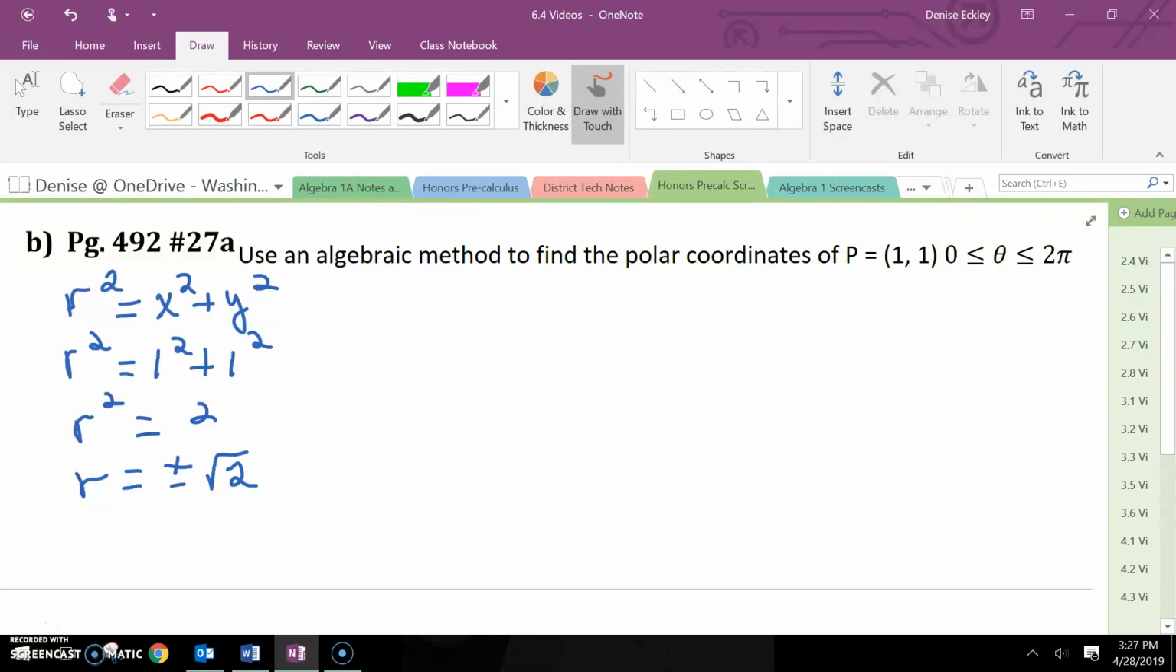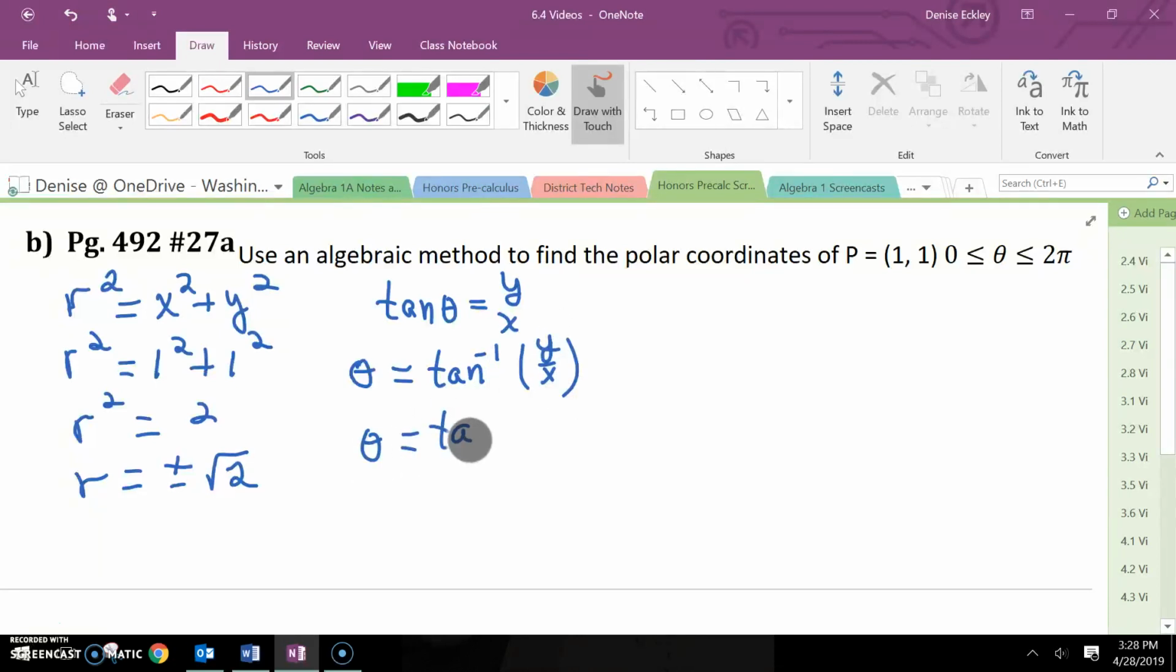So then we're going to use the idea that tangent of theta is equal to y over x. So theta is going to be the inverse tangent of y over x. So theta is going to equal inverse tangent of 1 over 1. So theta in the unit circle has two values, one that's going to go with the positive square root of 2 and the other one with the negative square root of 2. So we have pi over 4, and we also have 5 pi over 4.